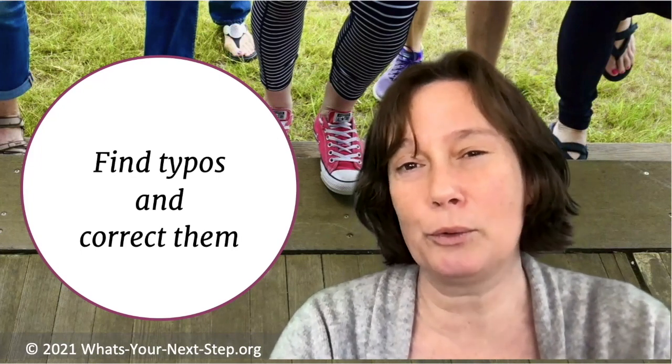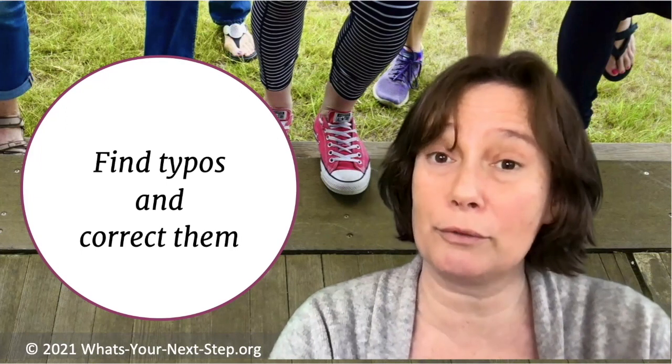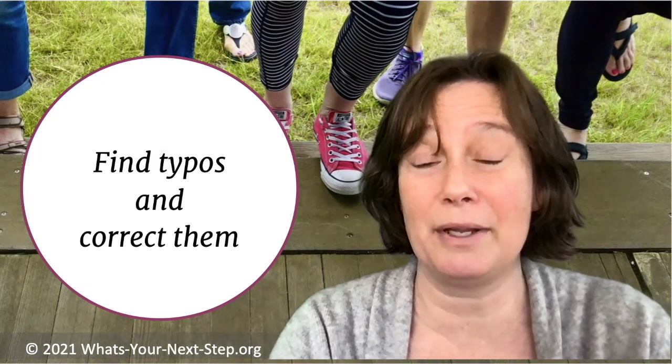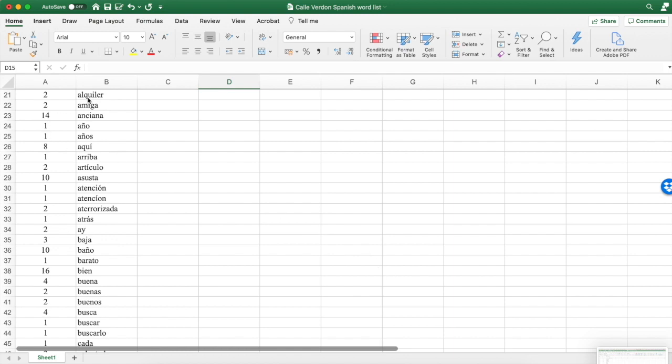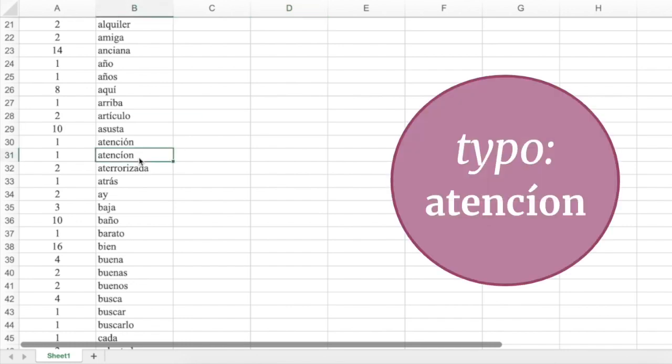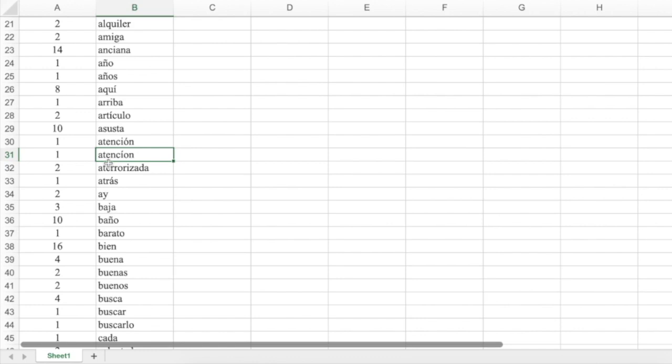Also, misspelled words will usually be just above or just below the correctly spelled word, which makes it easier to notice them as well. Looking at the Spanish glossary, we'll check the words one by one. It looks good so far. But here we see that atención seems to appear twice, but the second time is actually a misspelled word. And we are going to change that in a Word document in a minute.